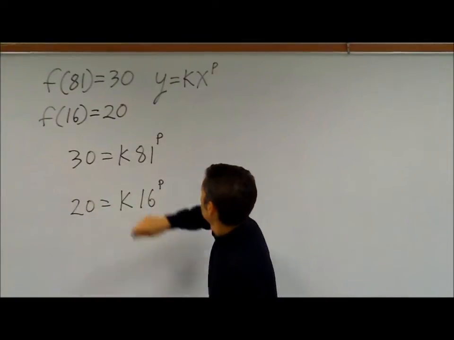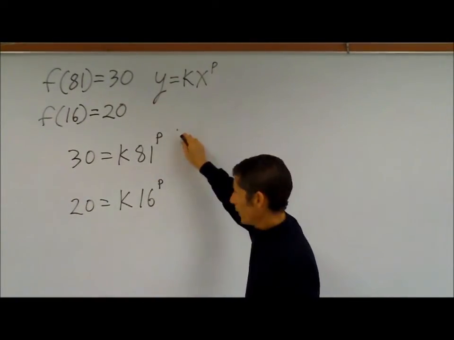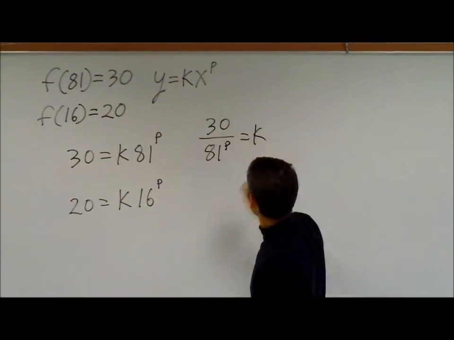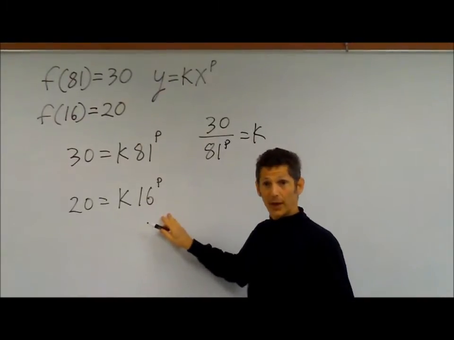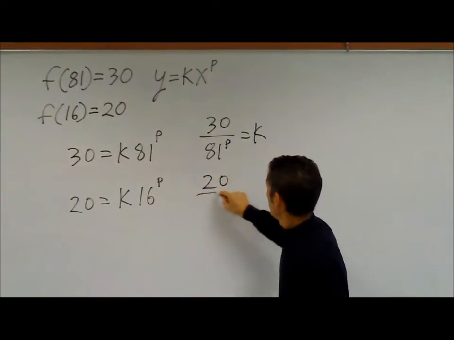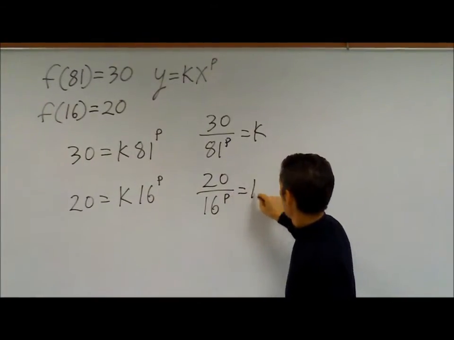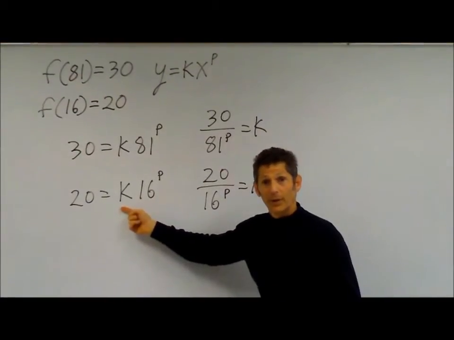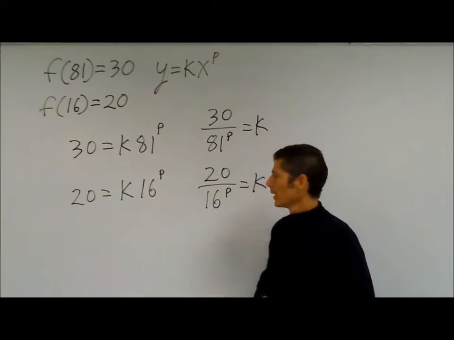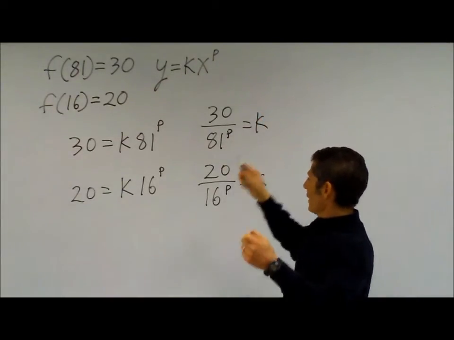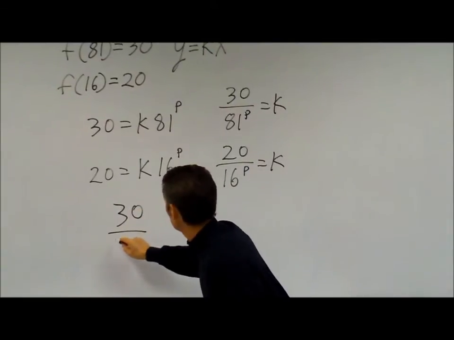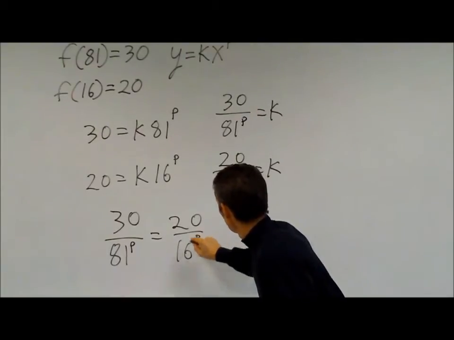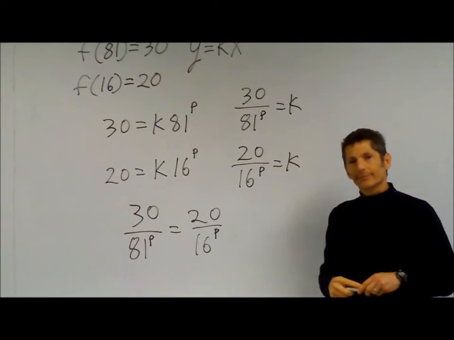I'll divide both sides by 81 raised to the p. Very nice. So 30 over 81 to the p equals k. Great. If I solve this one for k, I would have 20 over 16 to the p equals k. Now I didn't even really have to do that, of course. This is k right here. I could have just plugged it in for k right there. But it's pretty easy to get both of them for k. Sure. So this equals k, this equals k. All right, so I guess I can set them equal to each other. 30 over 81 to the p equals 20 over 16 to the p. I'm liking this. Now you have one equation with one variable.